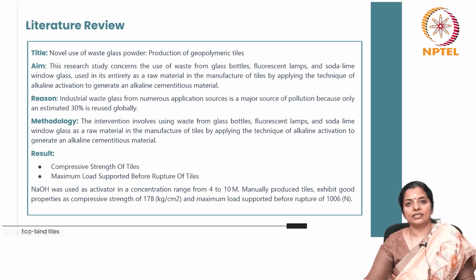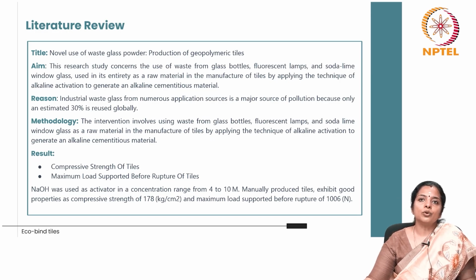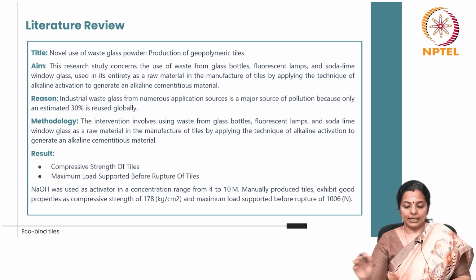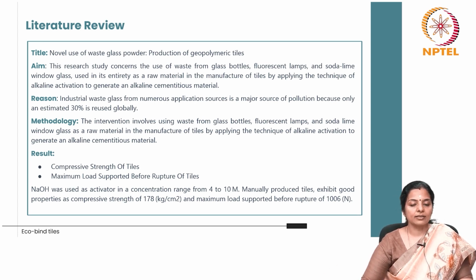Now, the reason why this study was taken is that industrial waste glass from numerous application sources is a major source of pollution because only an estimated 30% is reused globally. The methodology that they followed was the intervention involves use of waste from glass bottles, fluorescent lamps and soda lime window glass as a raw material in the manufacture of tiles by applying the technique of alkaline activation to generate an alkaline cementitious material.